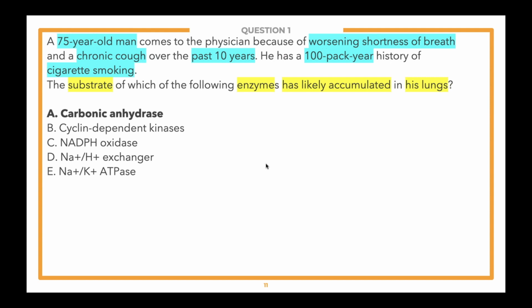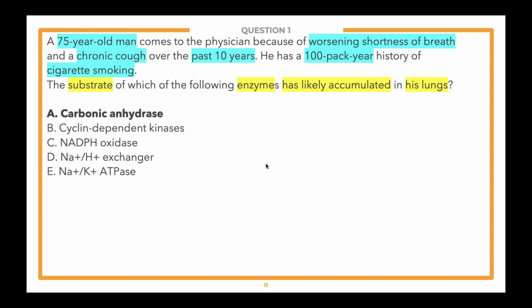The sodium potassium ATPase, obviously, as you can imagine, the substrates would be sodium and potassium. Probably not what's going to be accumulating in COPD, sodium and potassium. Same thing with answer choice D, probably getting at a substrate of sodium and protons. Again, probably not what is accumulating in COPD patients.